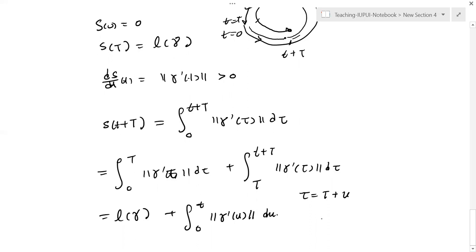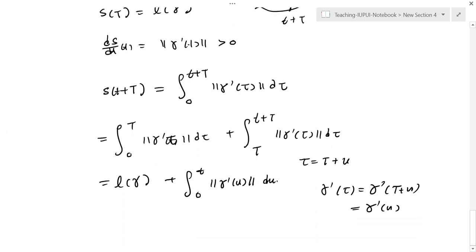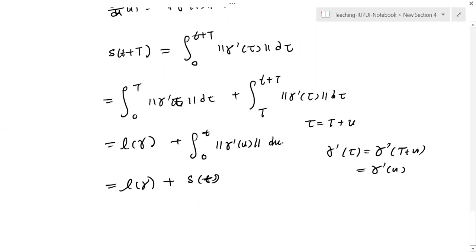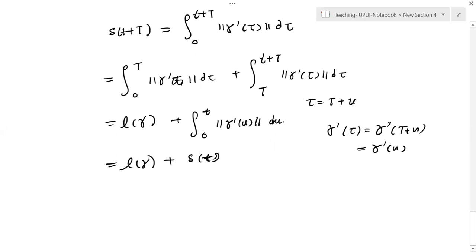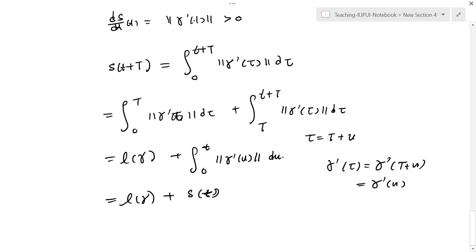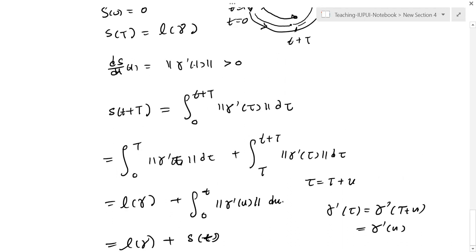Because gamma prime of tau is gamma prime of t plus capital T, since it's a periodic function, the derivative is also periodic. So that's why this is nothing but s of t. This is an arc length function, it's not going to be a periodic function, but it's increasing. In some sense it's periodically increasing, but it's not going to return to the original value. From the picture, you can easily see that.